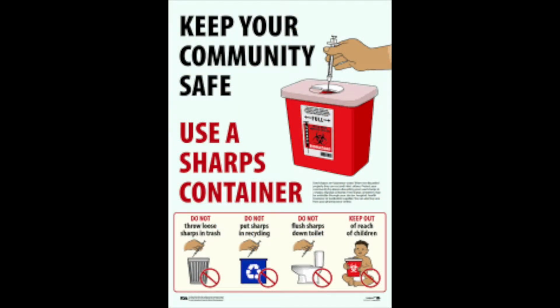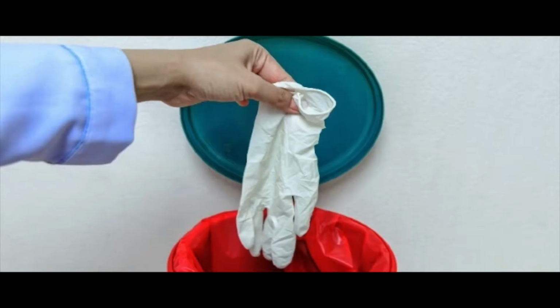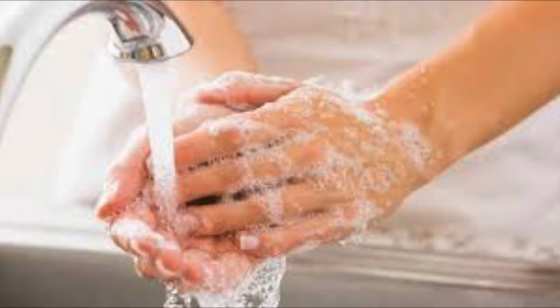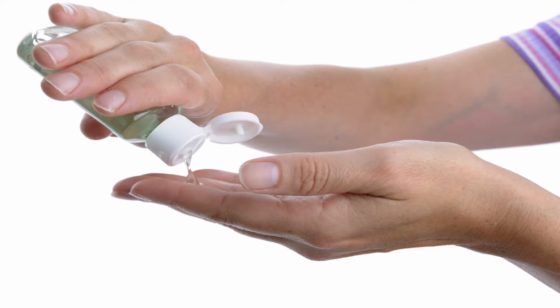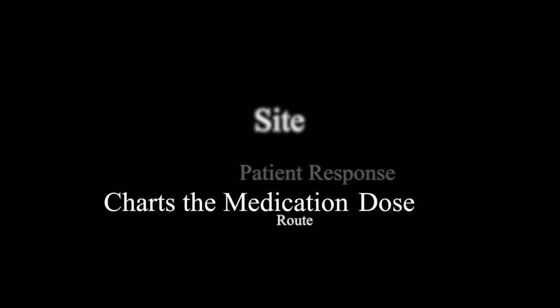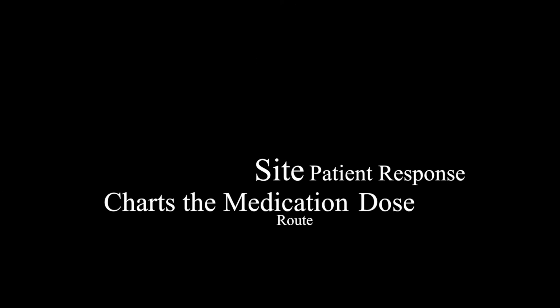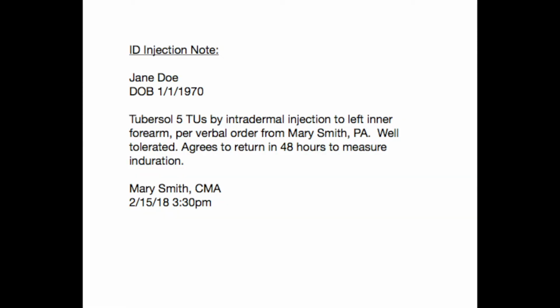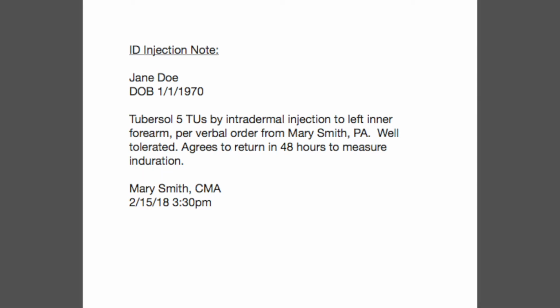The medical assistant safely discards the needle and syringe in a sharps container without recapping the needle. He or she then removes and disposes of gloves and appropriately washes and sanitizes his or her hands. The medical assistant correctly charts the medication, dose, route, site, and patient response. For example, Miss Jane Doe received Tubersol 5 TUs injected into left inner forearm. It was uneventful and well tolerated. Joseph Smith, CMA, 2/15/2018, 3:30 p.m.